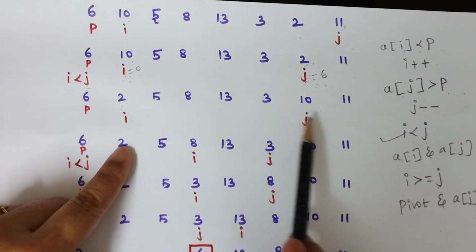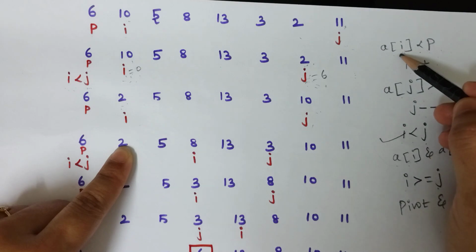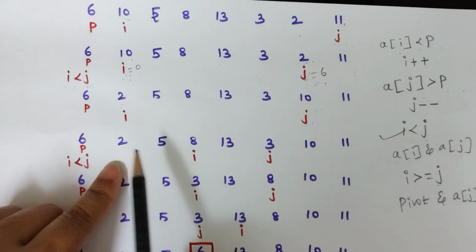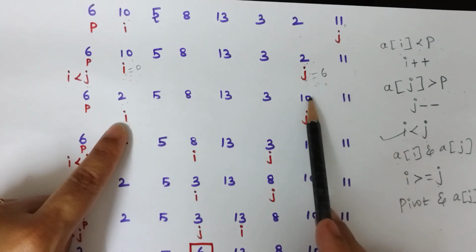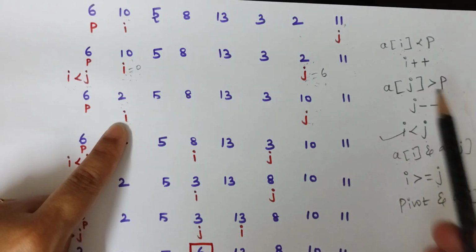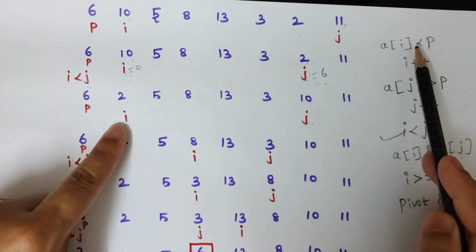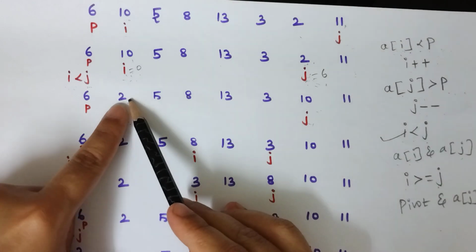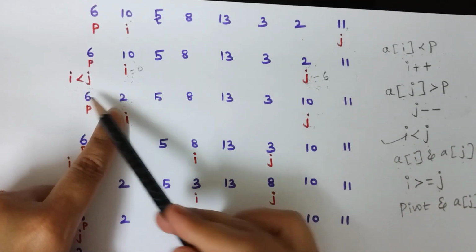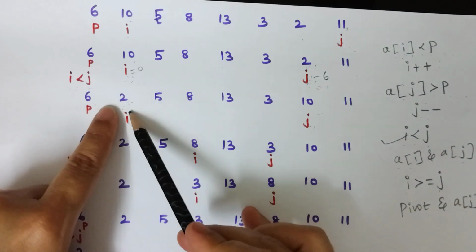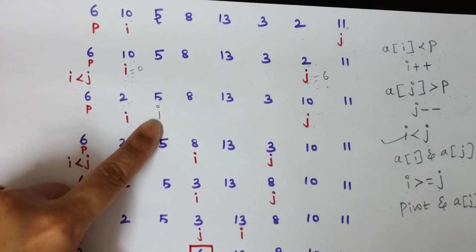Now after swapping this, again you need to start from the first condition. This is your new position of I, that is a new element at the ith position, and this is a new element at the jth position. Again start doing this comparison. So now what is A of I? It is 2. And what is the pivot element? It is still 6. So you are comparing 2 less than 6. Yes, it is true. So you need to move I towards the right-hand side.